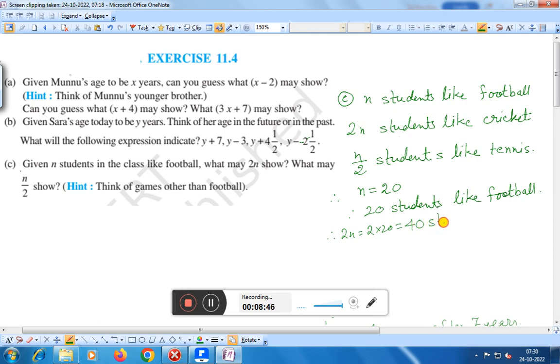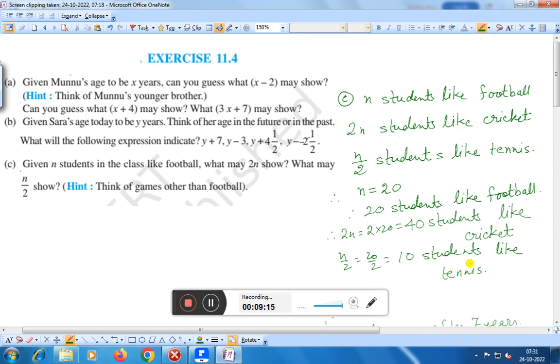40 students like cricket. Right? And n by 2, that is 20 by 2, is equal to 10 students like tennis.